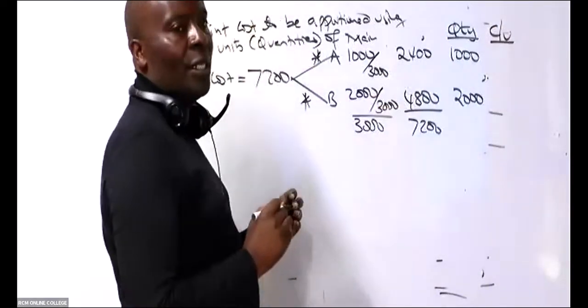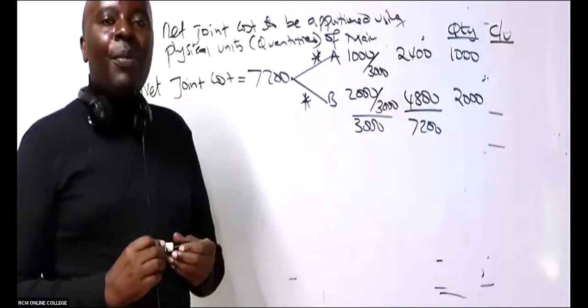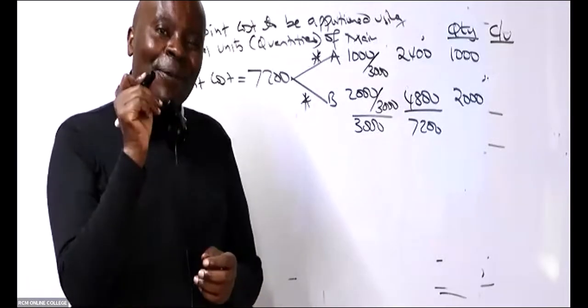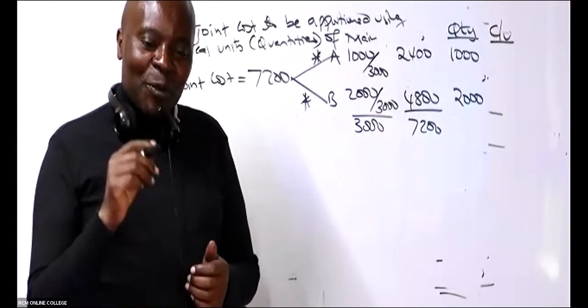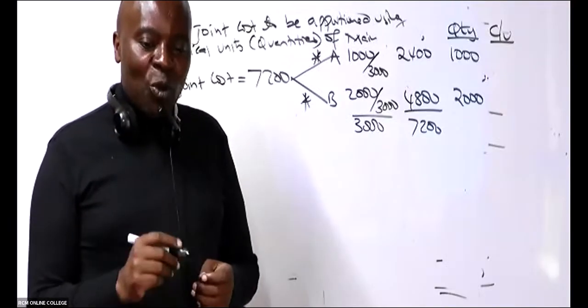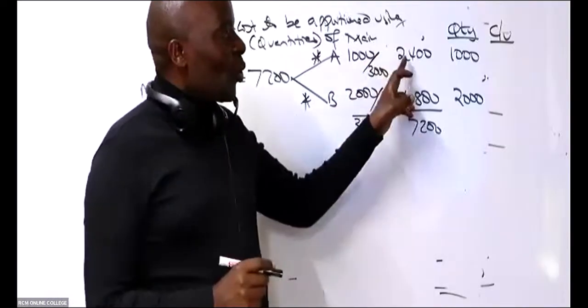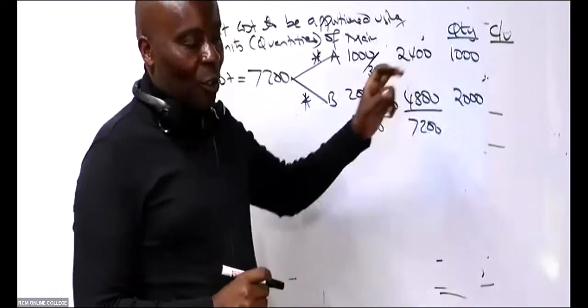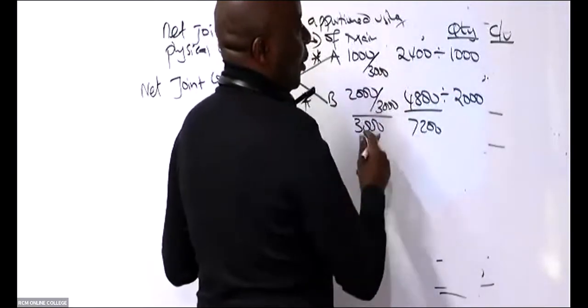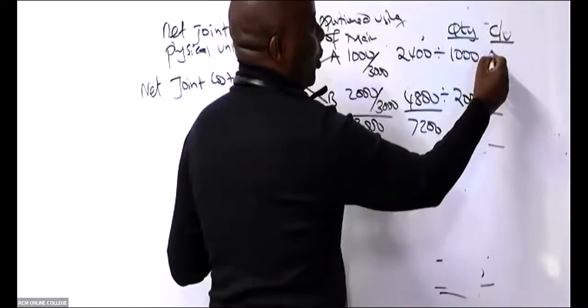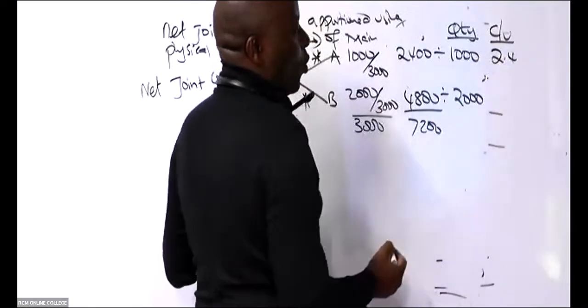You will see this method is not very good because you're going to get the same cost per unit for these products. How do we get cost per unit? You take total cost and divide by quantity. So you can write like this for your revision: 2,400 divided by 1,000. This gives me 2.4. Is it?